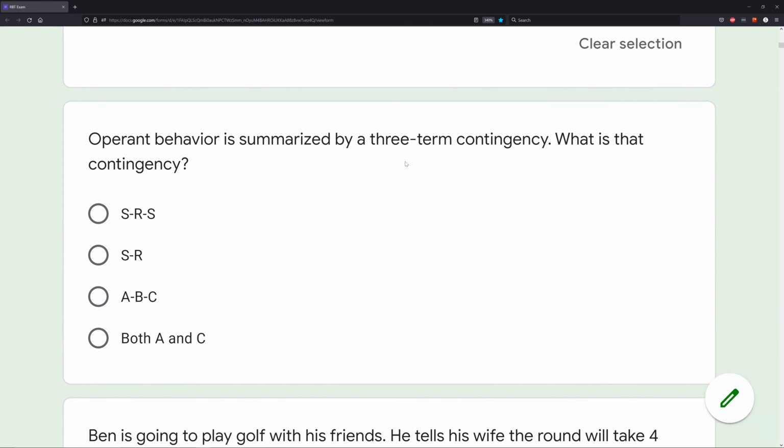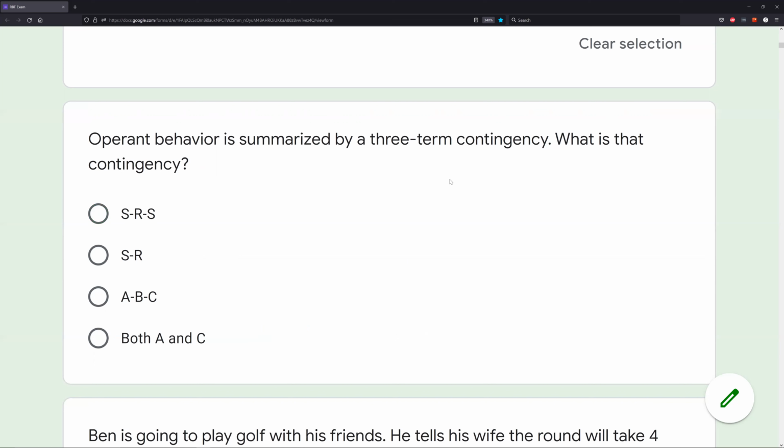Operant behavior is summarized by a three-term contingency. What is that contingency? Okay, a couple technical terms here. Operant behavior is just what we deal with, okay? When we talk about antecedents and consequences and reinforcement changing behavior, we're talking about operant conditioning. Our three-term contingency, okay, is what you see every day. So don't overthink this and don't get intimidated by the vocabulary. Hopefully you're fluent and you see these words and immediately start to think, okay, I know three-term contingencies.